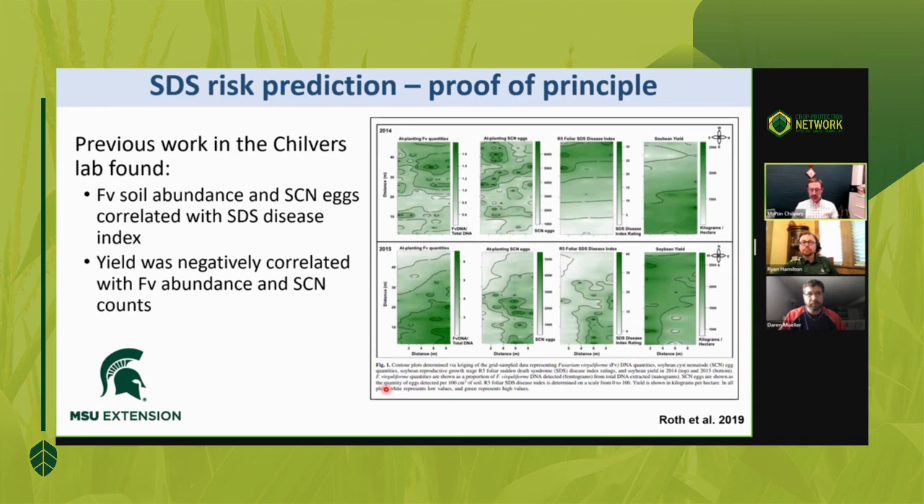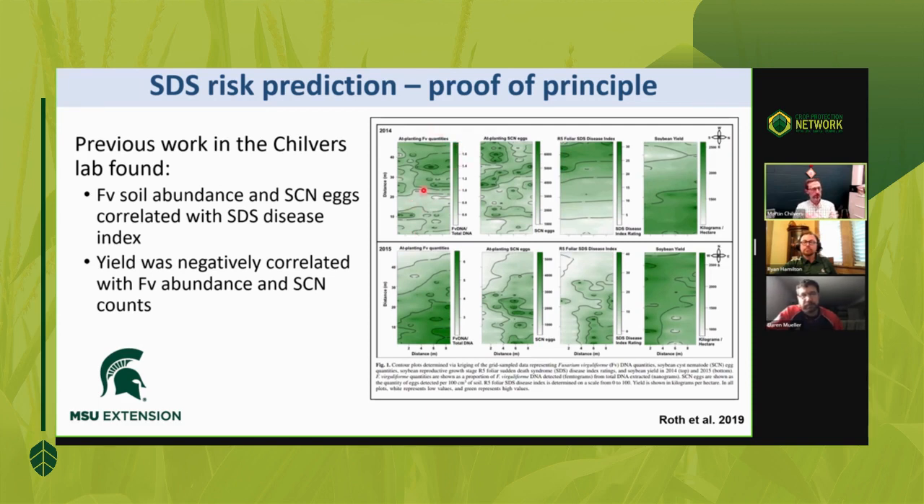Here at Michigan State too, we've been doing some similar risk prediction work. This is some work we did a couple of years ago now. It was published in 2019. Essentially proof of principle, we developed a DNA test, what's called a real-time PCR assay, to detect Fusarium virguliforme in the soil. Were we able to use that to actually predict where soybean sudden death syndrome would develop? These couple of panels are demonstrating that.